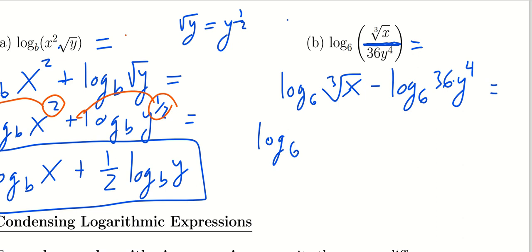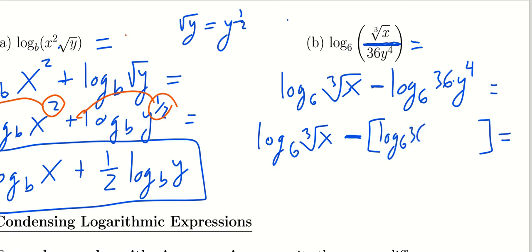When we do that, let's be very careful here. This term is being subtracted. If we go and split this second term up into more than one term, we have to make sure that we're subtracting everything that's a part of it. According to the product rule, this would be log base 6 of 36 plus log base 6 of y to the 4th.